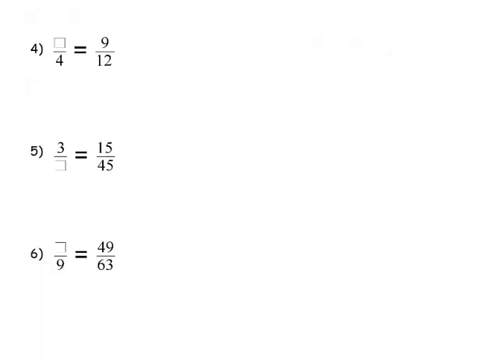Question 4 then. You can see now the gap is at the front. So you have something divided by 4 equals 9/12. So we've still got both of our denominators on this one. So we're going to be comparing our 4 and 12. So again, 4 times what gives us 12? 4, 8, 12. So 4 times 3 gives us 12. But this time, we're working backwards. You can see we've got our 9 and we're going backwards.